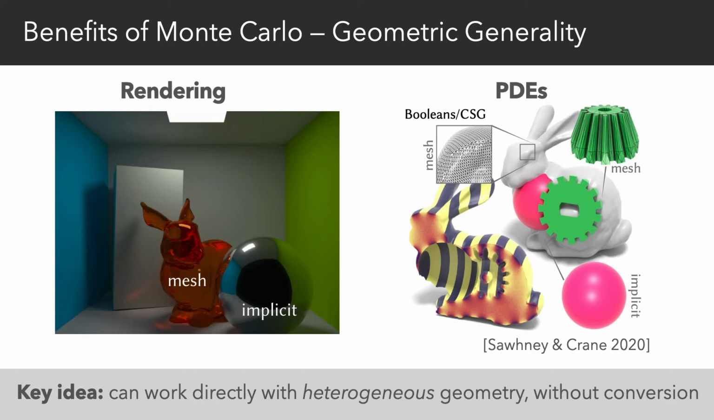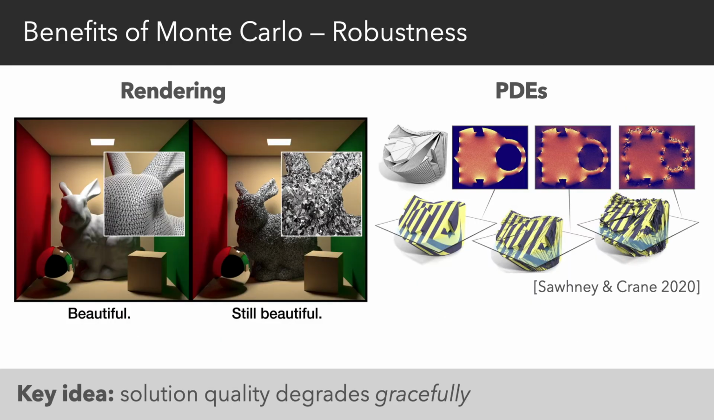Just like rendering, we can directly work with a mix of different geometric representations, like meshes and implicit surfaces, without having to generate a separate finite element mesh. And we get a reasonable solution even if the input geometry has defects, like cracks, self-intersections, and low-quality triangles.